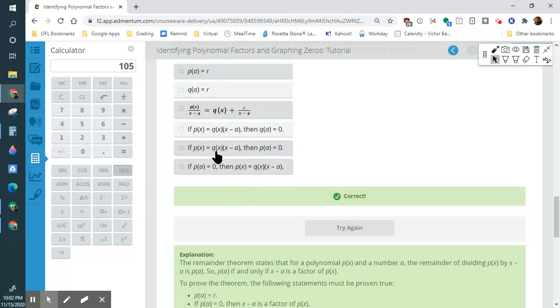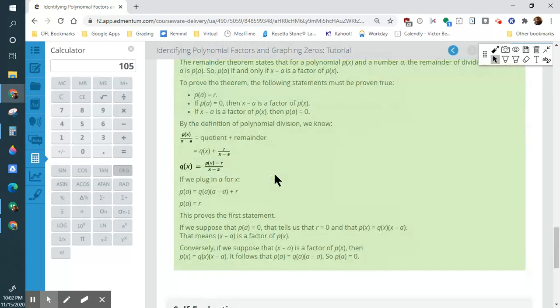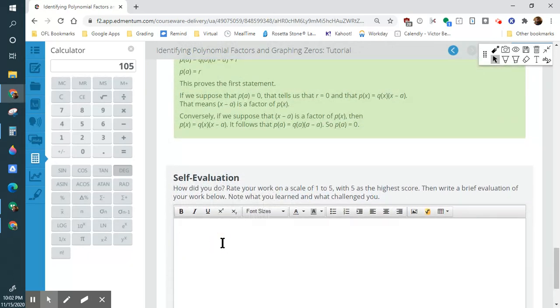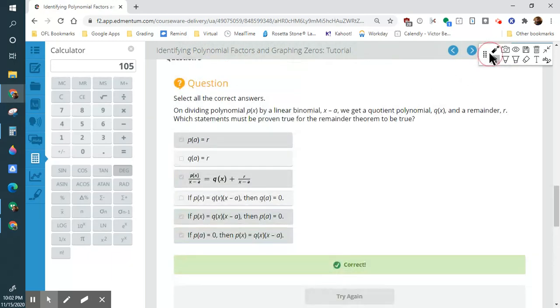So basically, this is saying that if it's a factor, plugging it in should give you 0. If you plug it in and get 0, then it should be a factor. That's what that's saying. And this is your remainder divided by your divisor, whatever you're dividing. And according to the remainder theorem, if you plug something in, it's your remainder if you are dividing it. Self-evaluation: too many options, confused. All right. And that'll be it for now.